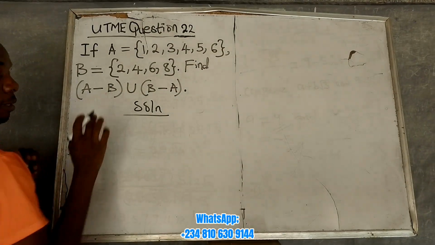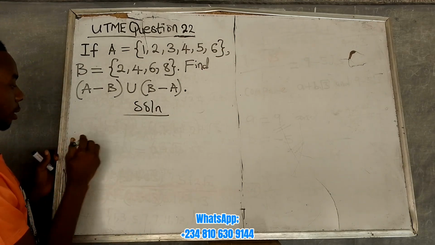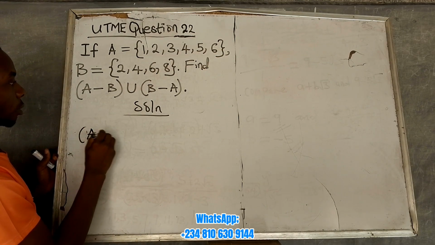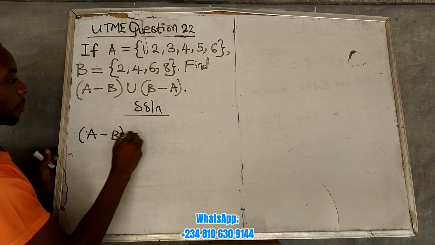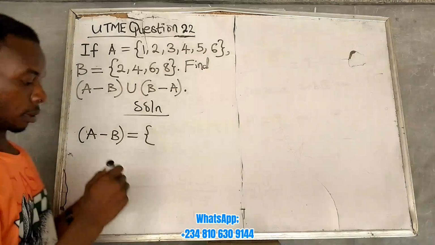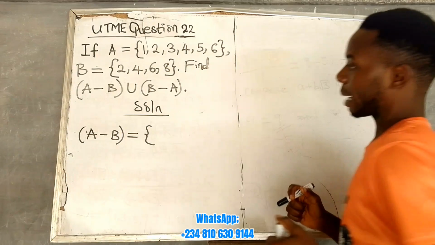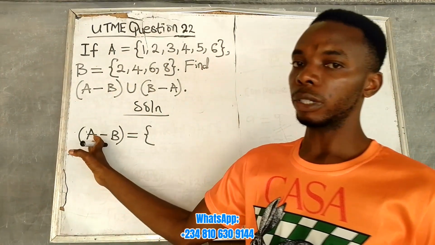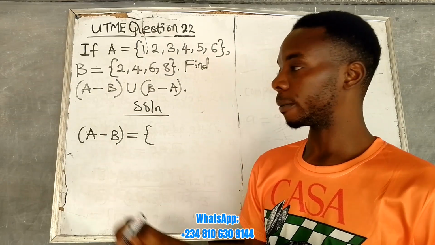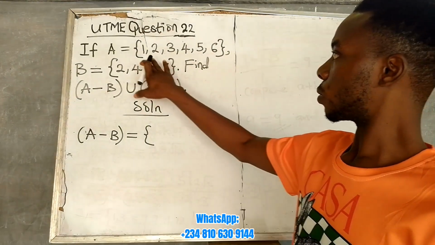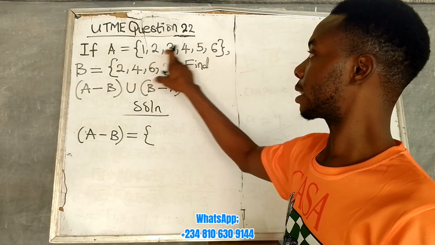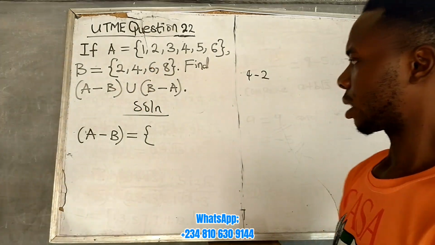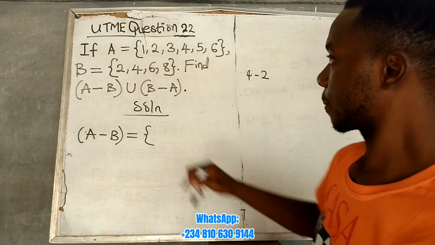Let's find A minus B first before we look for B minus A. Now, how do you find A minus B? To find the set of A minus B, it simply means, guys, those values that you can find here, but you cannot find here. Now let's look out for those numbers.